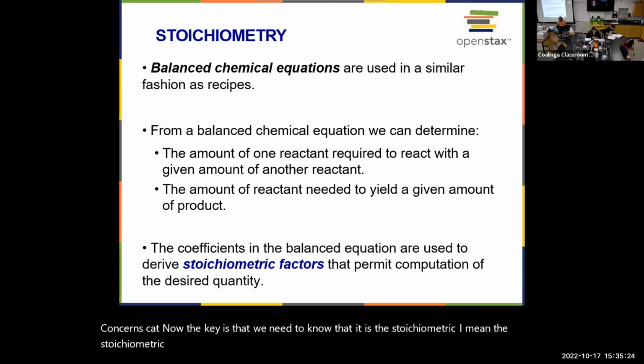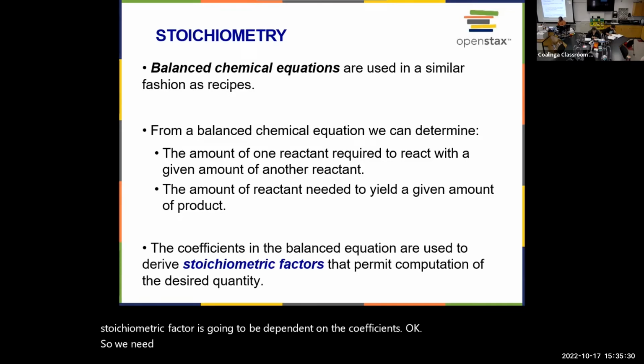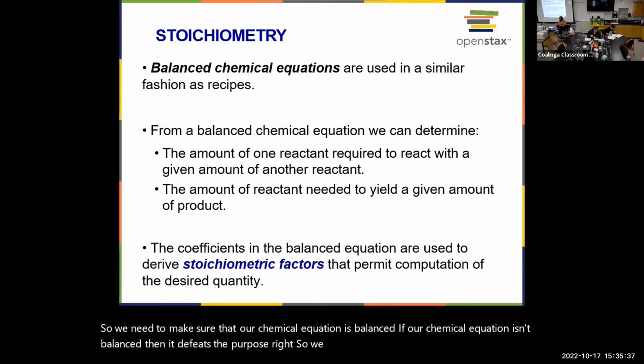Now the key is that the stoichiometric factor is going to be dependent on the coefficients. So we need to make sure that our chemical equation is balanced. If our chemical equation isn't balanced, then it defeats the purpose. So we need to make sure our chemical equation is balanced first before we can do anything else.